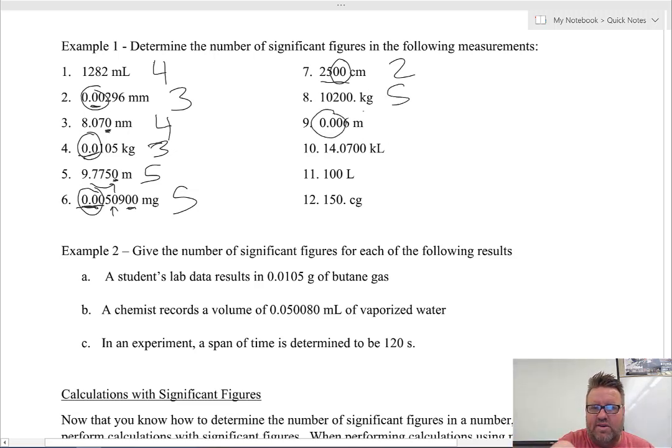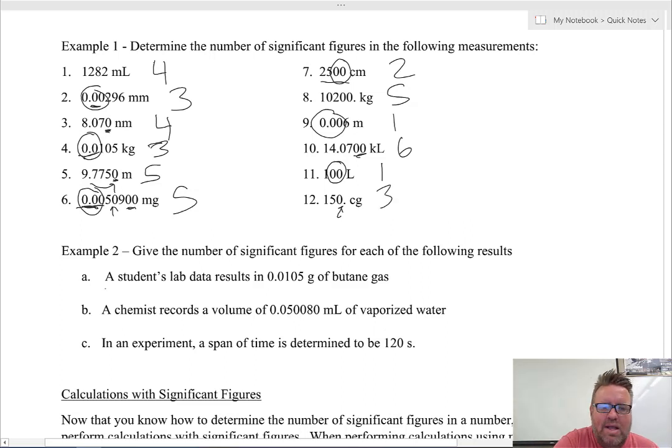There's some leading zeros again, so that one only has 1. These are final zeros after the decimal point, so that has 6. They all count. 100 has no decimal point after it, so it only has 1. But 150 does have a decimal point, so all 3 of those count.